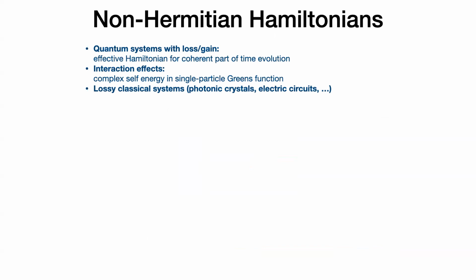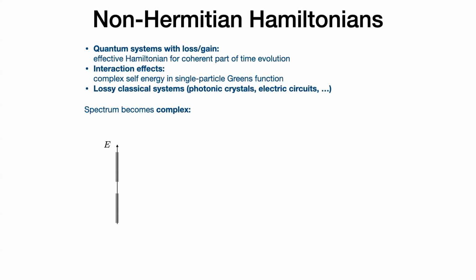So the kind of systems one might look at is open quantum systems with loss and gain, where the coherent part of the time evolution is basically a non-Hermitian Hamiltonian, or interaction effects where the self-energy has an imaginary component, or classical systems. Like for instance, if you have electric circuits that are described by Kirchhoff's law, then if you add resistances into these circuits, that gives you basically a lifetime, a non-Hermitian contribution.